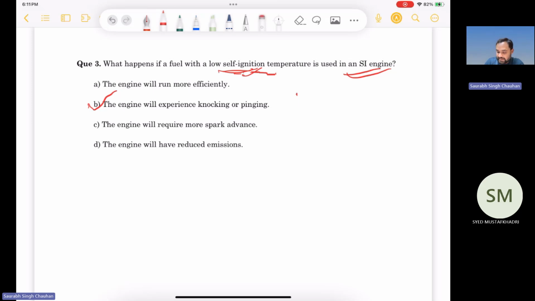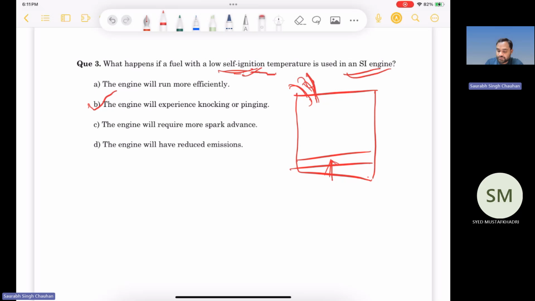I will quickly explain it again. In an SI engine, what happens? During the intake stroke, the mixture of air and fuel comes inside the combustion chamber, and this is compressed in the compression stroke, and near the TDC the spark plug will ignite this mixture. Then there will be a flame, right?